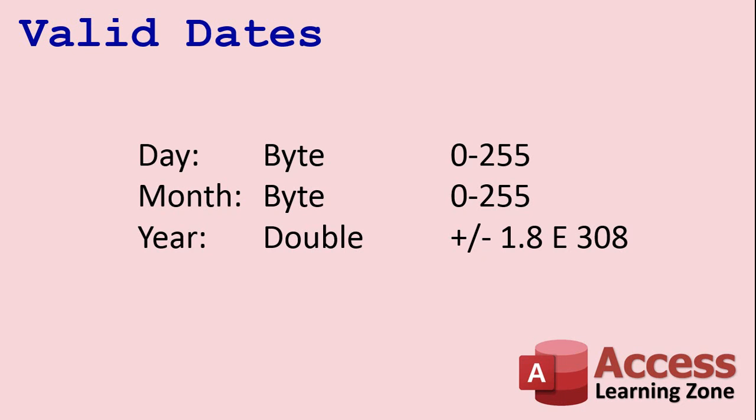Now, for these 3 fields, we can use a byte, which is a number, for day and month. Those can be between 0 and 255. You can use integer if you want to, if you're really cramped for space.